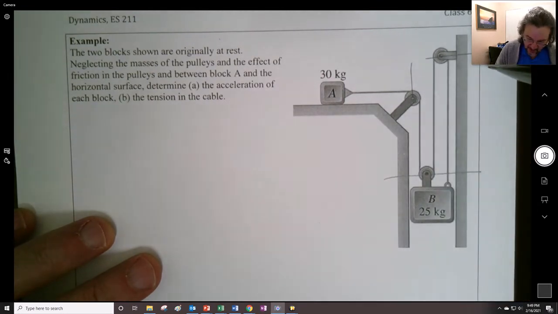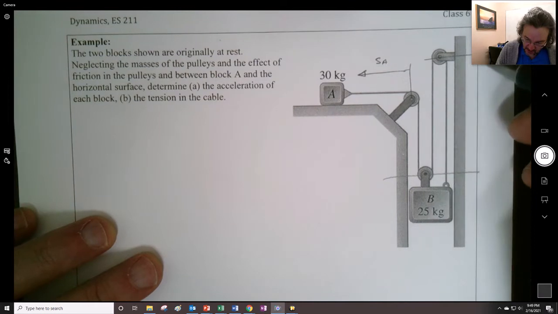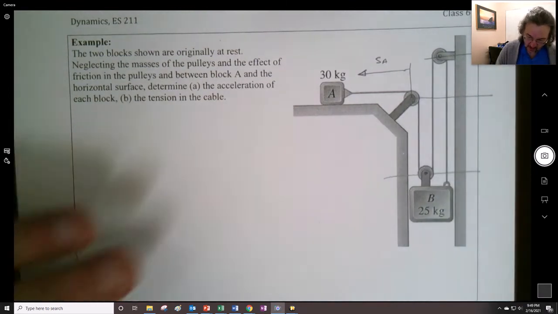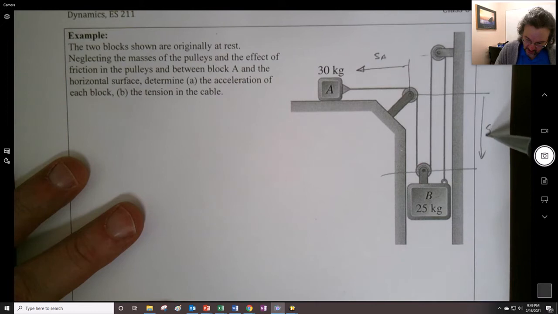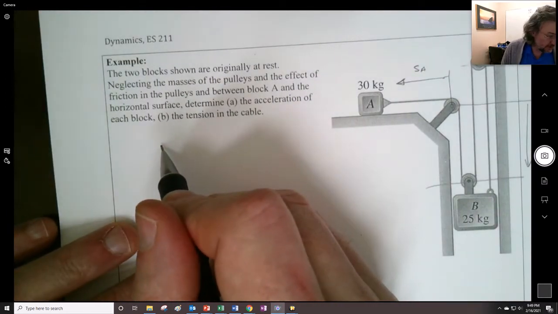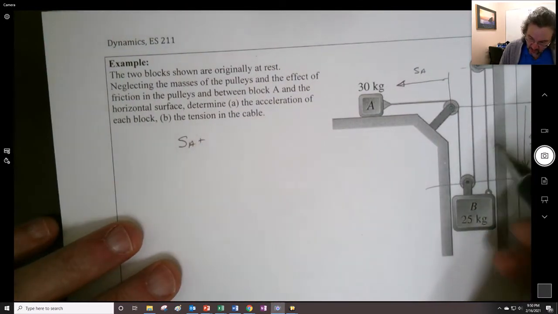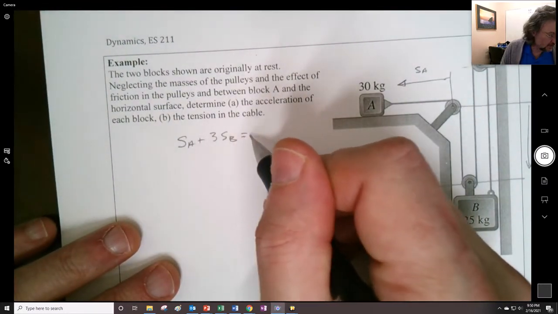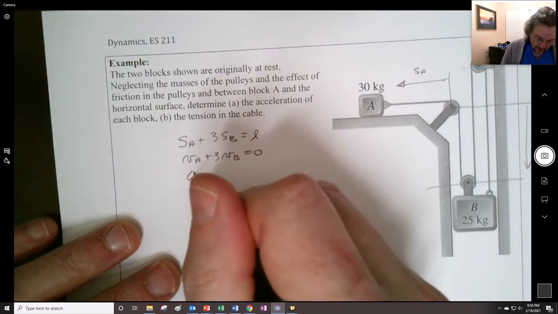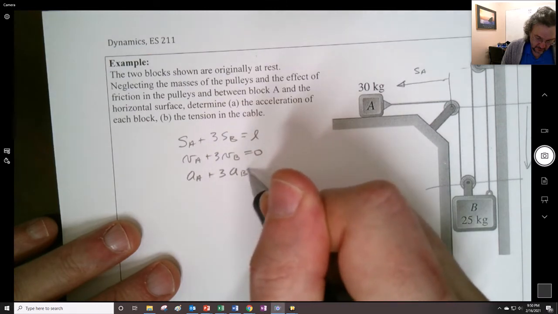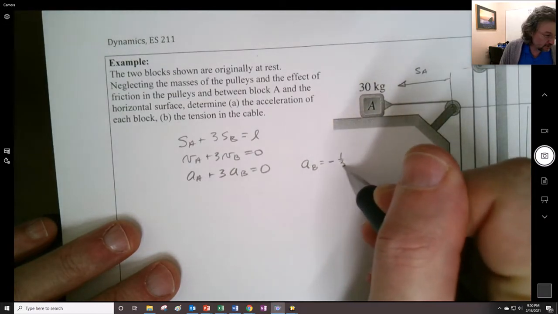Let me find from here. Let's call this coordinate SA, and we'll start from right there. We'll assume that this thing never goes up any higher. So here is going to be our reference, and call that SB. If we take the length of the rope, it's going to be SA plus 1, 2, 3 SB equals L. So we take the derivative, and we happen to know that the acceleration of B is going to be negative 1/3 the acceleration of A.